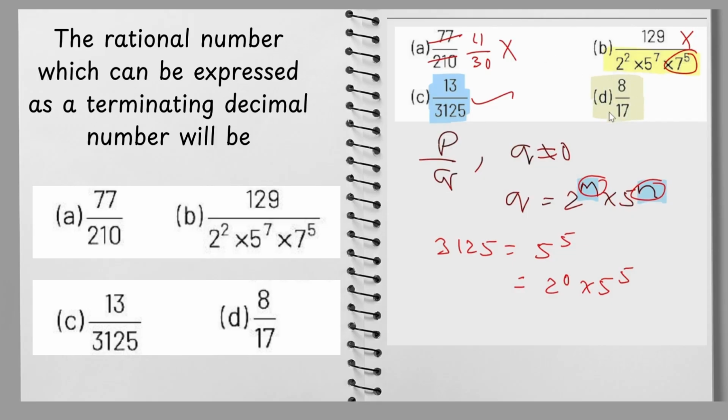Let's see the last part also. You can see that the prime factorization of 17 is what? 17 into 1. It is not in the form of this. So we'll say that this also has a non-terminating repeating decimal expansion.